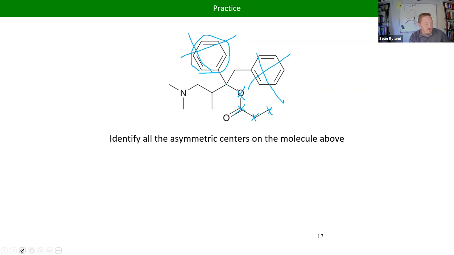Are there four different things attached to this carbon right here? You've got a benzene ring attached. You've got a carbon, then a benzene ring, which is going to be different, right? Both of them have a benzene ring, but they're not identical. You've got an oxygen attached, and then you've got this other long group over here attached. So that's a chiral carbon.